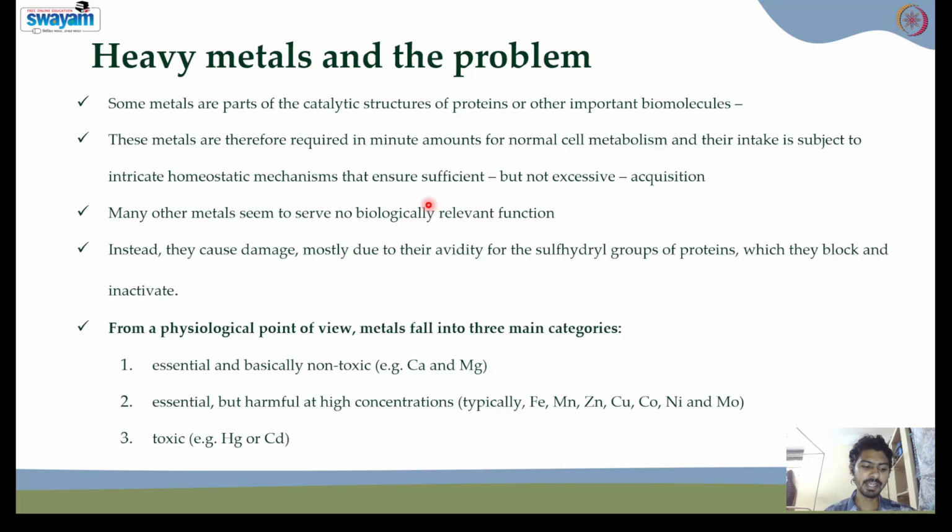What happens? They tend to attack the protein that keeps the cell alive. So they attack the sulfhydryl group of the protein so that they block the usual function of these enzymes or proteins. So these are the three main categories of metals. The first is essential, but basically they are non-toxic.